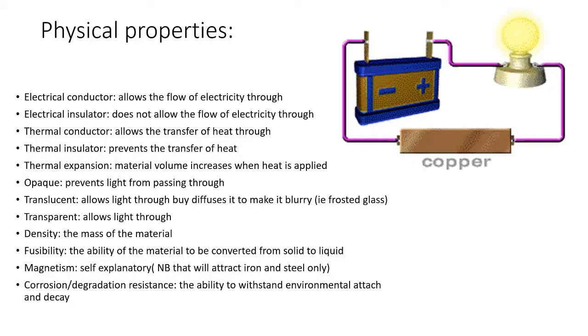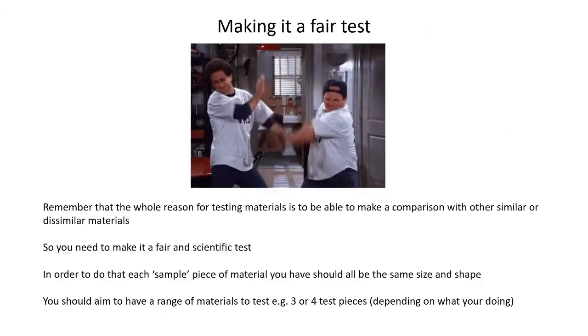You've got fusibility, the ability for the material to be converted from a solid to a liquid. Magnetism, which is whether it is magnetic or not, a bit self-explanatory. Basically, magnetism will only affect iron or steel, because steel is just iron with carbon to make various different kinds of steel, and then you alloy steel to get stainless steel and so on. Then you've got corrosion and degradation resistance, the ability to withstand environmental attack and decay. That might be that it rusts outside. It may also be to do with fungal attack and that type of thing, like timber outside: fungal attack, woodworm, rotting, and so on. So those are your mechanical and physical properties.